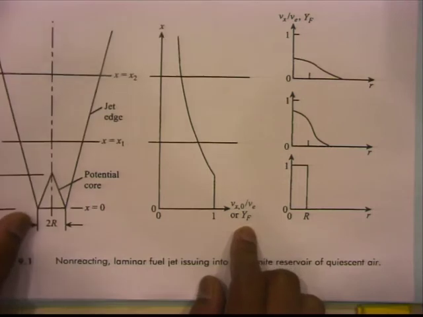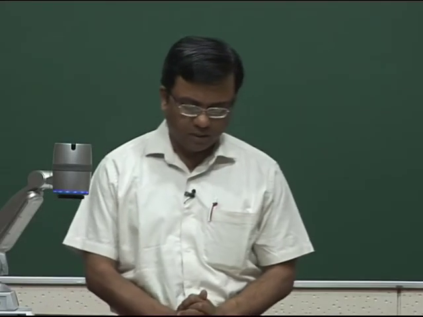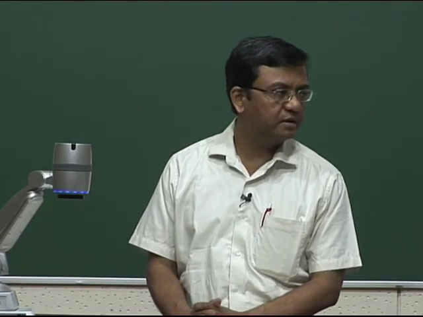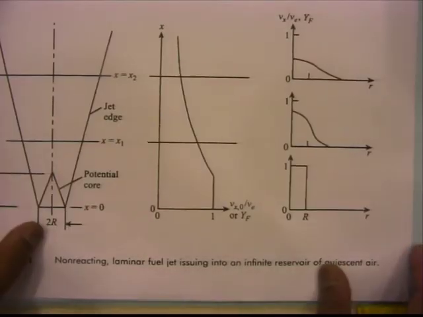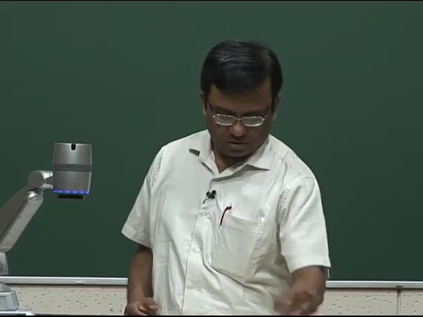What did you mention on the potential core? Potential core is that region where the nozzle quantities, the velocity profile as well as the velocity magnitude and the fuel mass fraction, are not affected. So, there is a narrow zone within which these are not affected. So, in the potential core, the effects of viscous shear and diffusion are not felt significantly. Okay. So, after that the decay really starts happening. So, these are some features about the non-reacting jet.